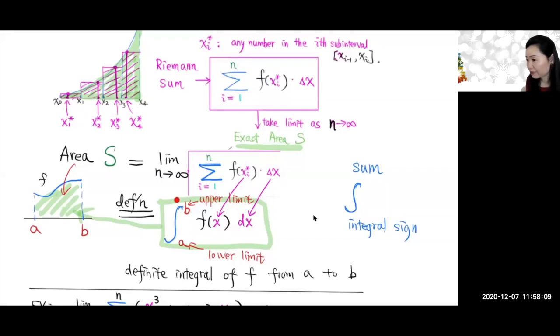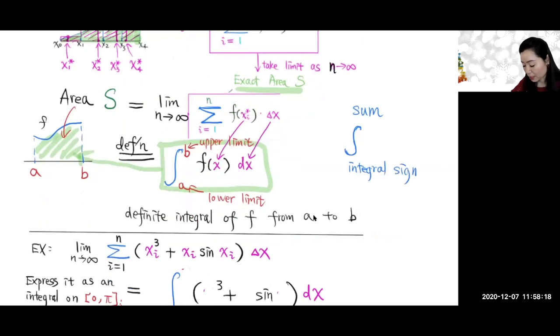So if you try to visualize this integral, you can picture it as the area under the curve. So this is the integral sign. It's the limit of this Riemann sum. So the integral is the limit of this Riemann sum.